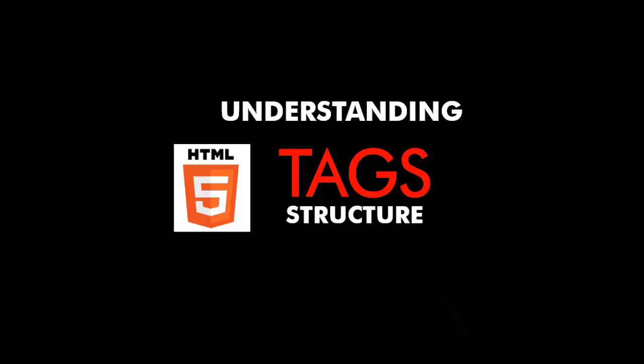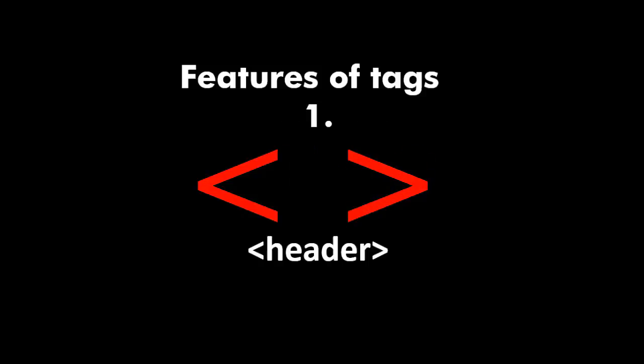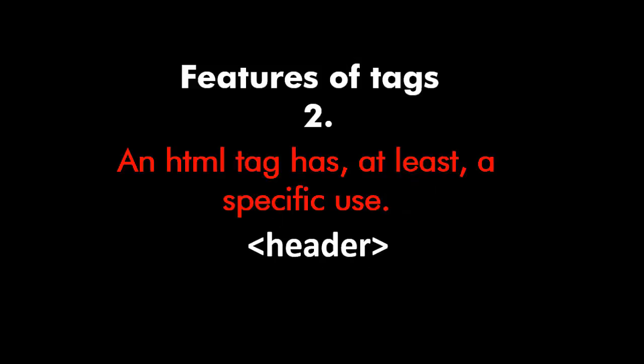Stay tuned. HTML tags. HTML tags are predefined keywords that are used to instruct web browser on how to format and display the content provided. Features of HTML tags. Every HTML tag has these brackets. For instance, if you write the header tag, it starts with a less than and ends with a greater than. So all HTML tags have these brackets.